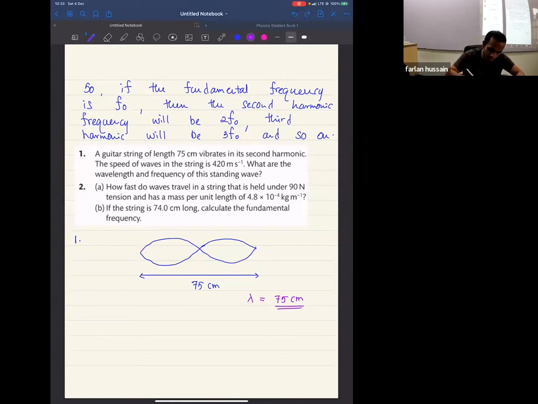Then to find the frequency, we have to use V equals F lambda. V is given 420 meters per second. Frequency into the lambda, which is 75 centimeters. We need to put it in meters, which is 0.75. So the frequency is going to be 420 divided by 0.75, which is 560 hertz. If you have any question, you can ask.